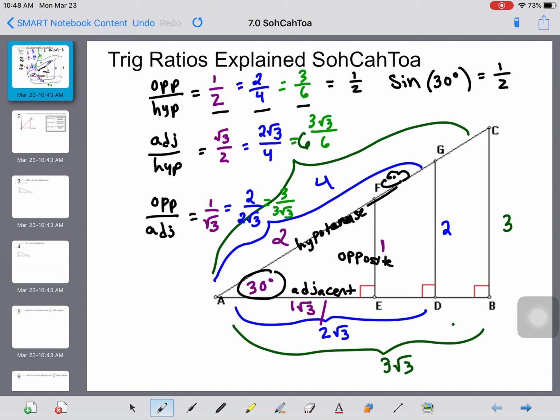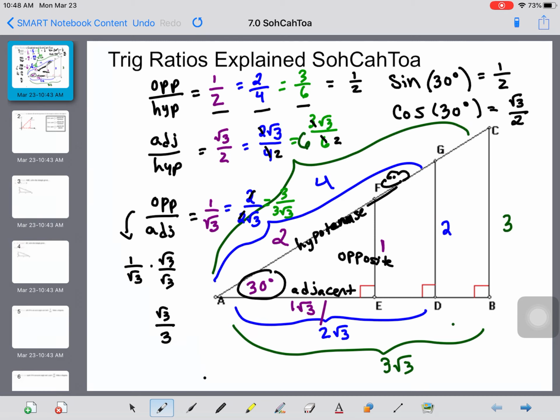Adjacent to hypotenuse, we see that will always simplify to root 3 over 2. That will be a 2, that will be a 2. So the cosine of 30 degrees will always be this ratio, always simplified to root 3 over 2, and that's an exact value. And I could do the same thing down here, opposite to adjacent. That's going to simplify to 1 over root 3, or if I rationalize that, root 3 over 3. This constant ratio is tangent: tangent of 30 degrees is equal to root 3 over 3.